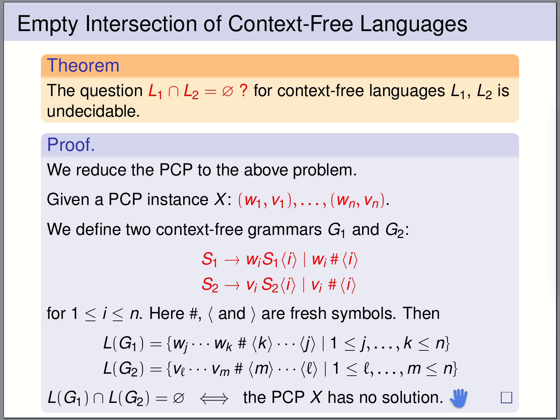So if we could decide emptiness of the intersection, we could decide whether the PCP that we started from has a solution. And since we know that this problem is undecidable, the question about intersection of context-free languages must be undecidable as well.